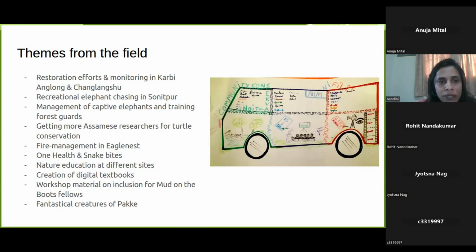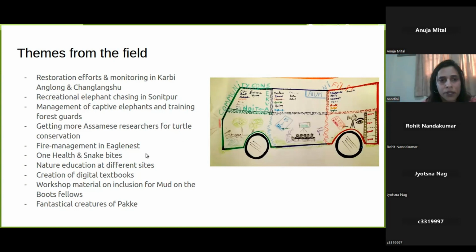There were other interesting themes that came up with respect to elephants. This is something I think Arjun, Shraddha and Leona will talk about later. Some of the things they were interested in was how can we think about recreational elephant chasing in Sonitpur? What is the sort of effective communication we can build around that, to develop vocabulary and imagery around recreational elephant chasing? How do we think about mahout training and management of captive elephants further?